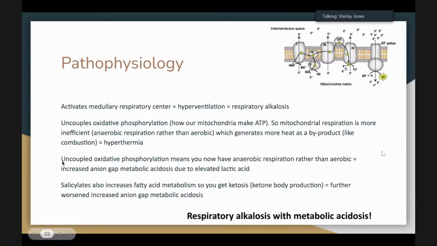Then this uncoupled oxidative phosphorylation, again, means you have anaerobic respiration rather than aerobic. Elevated lactic acid because of the anaerobic respiration, and so you have an increased anion gap metabolic acidosis. Salicylates also cause fatty acid metabolism, similar to DKA, so you get ketosis. So your body's making all these ketones that further worsen your anion gap metabolic acidosis. So underlying thing: respiratory alkalosis with metabolic acidosis.